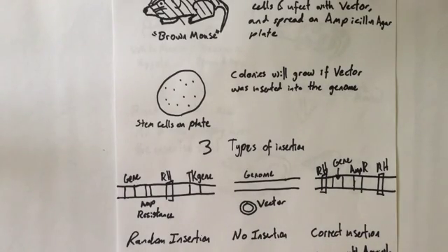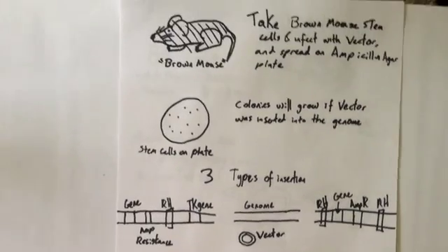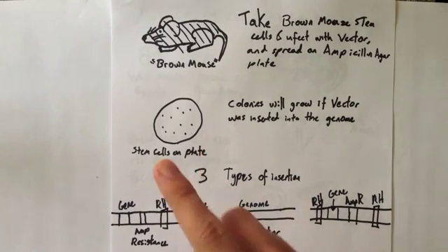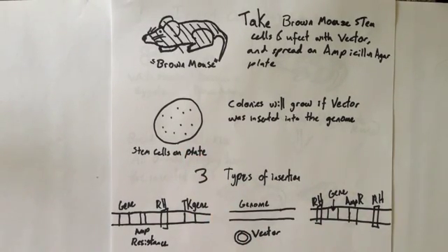So initially what you want to do for this procedure is take brown mouse stem cells, and you have to make sure it's brown because that's going to be a tracer later on, and that's pretty important. So you take stem cells from it and you infect them with the vector, and you put these on an agar plate that has ampicillin.